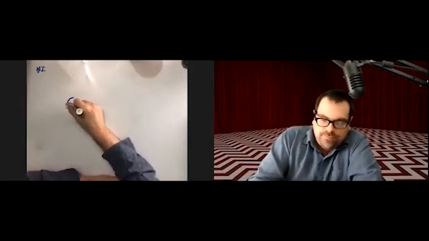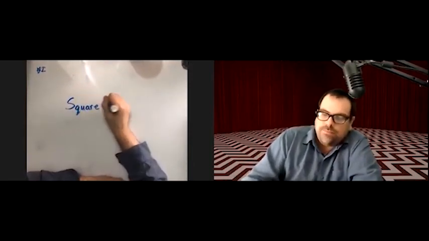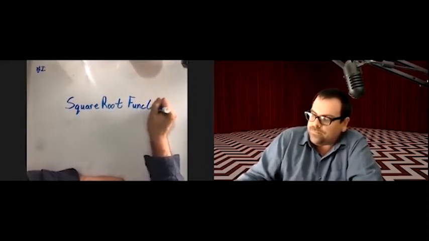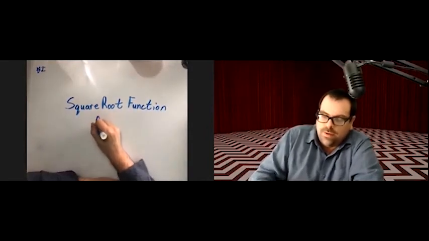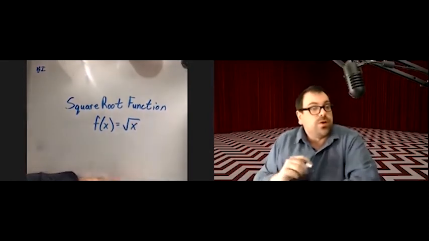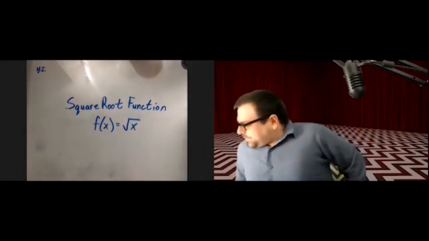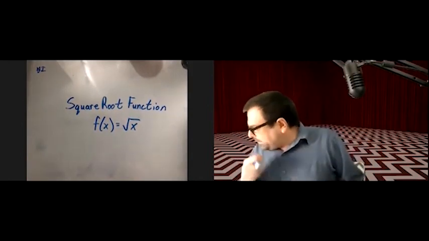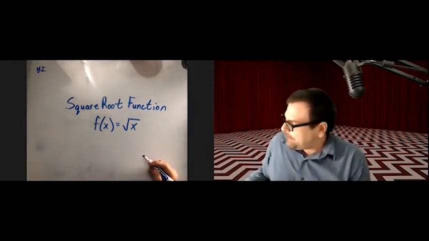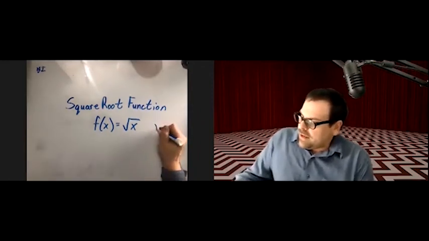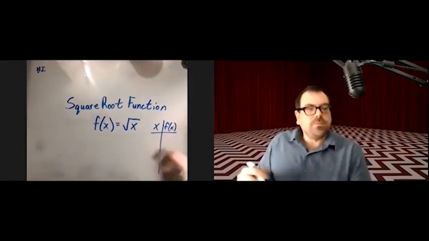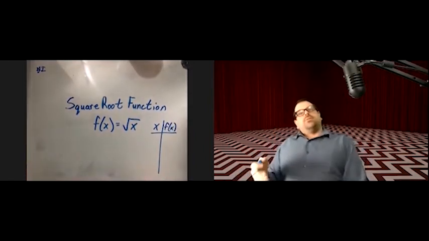Next up, it's going to be the square root function. F of x equals the square root of x. When I make my table this time, normally I put negatives, 0, positives.